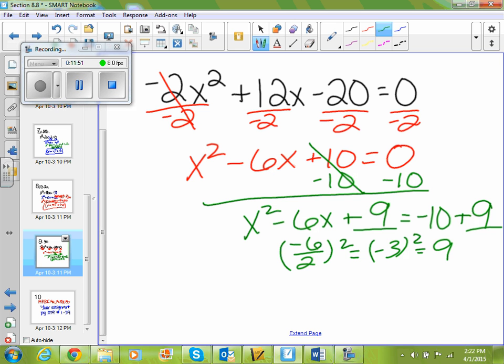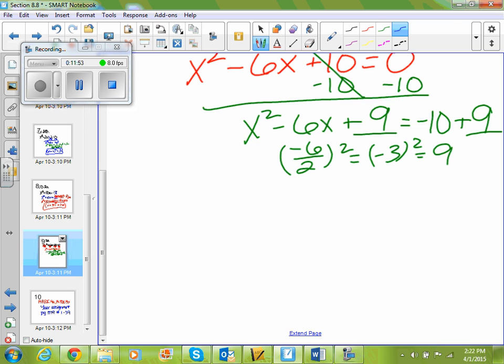All right. So, if I go ahead and factor this out, what goes into this blank? Negative 3. Okay, what's negative 10 plus 9 is?